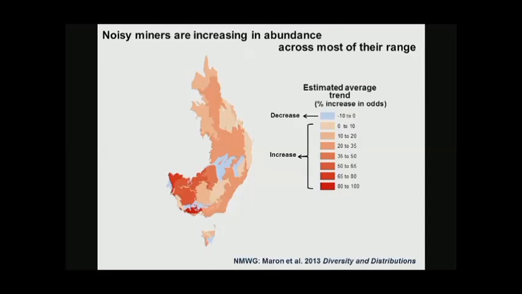And then finally, noisy miners are increasing in abundance across most of their range over time. This is from a recent study that used data collected by Birds Australia, the national ornithological organisation, in which members of the community go out and survey birds over many years. The blue colour are areas where noisy miners have decreased in abundance, and the shades of red are areas where they have increased. So there's a general increase.